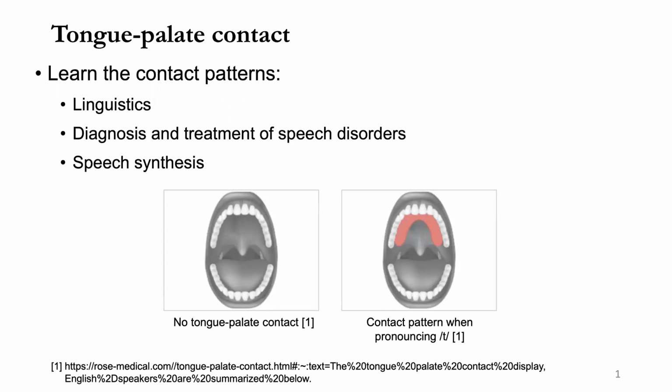Here is an example of tongue-palate contact patterns for normal English speakers. The left image shows a no-contact situation, and the right image is the contact pattern with saying t, as in top. The red region shows the contact region.